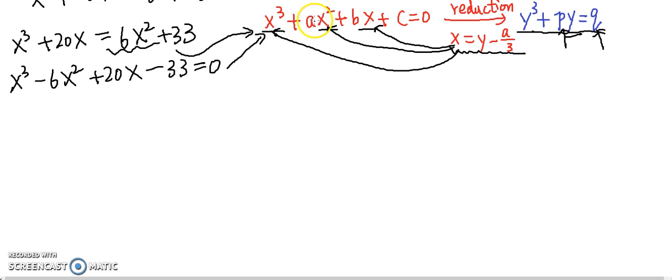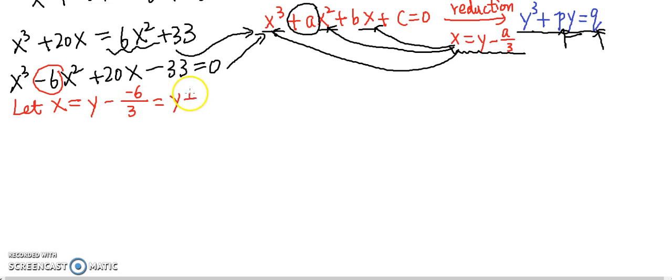Notice that a is the number in front of x squared. So let's take a look here. The number in front of x squared is negative 6. So when we do the substitution by looking at the formula, we let x be y minus a, which is negative 6, over 3. So we simplify this, we get y plus 2. Two negatives make a positive. So now we're going to replace our x with y plus 2.